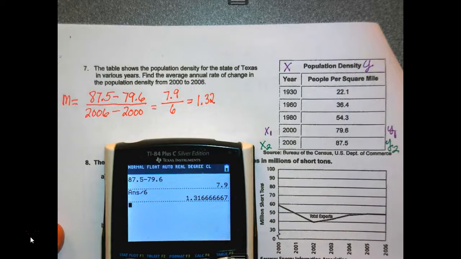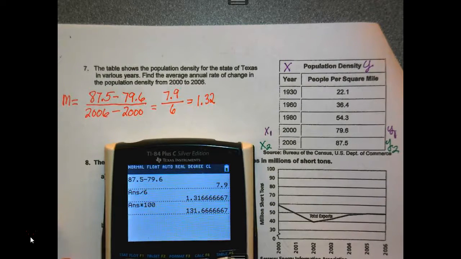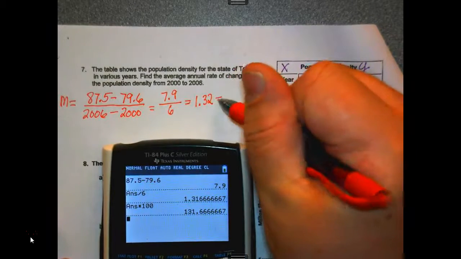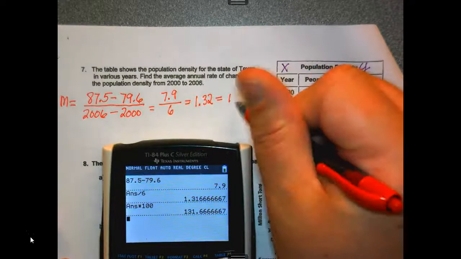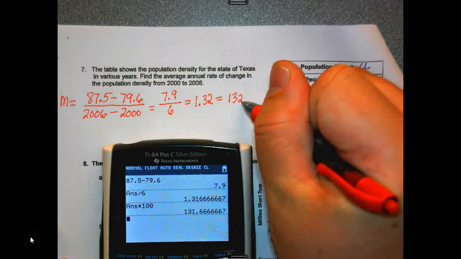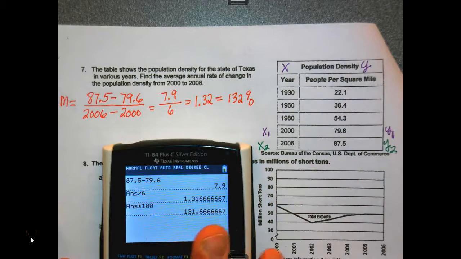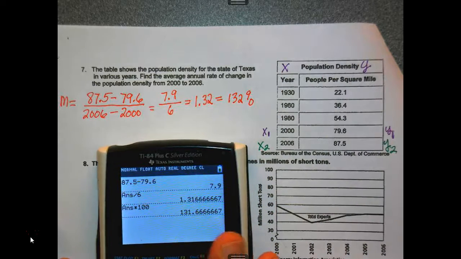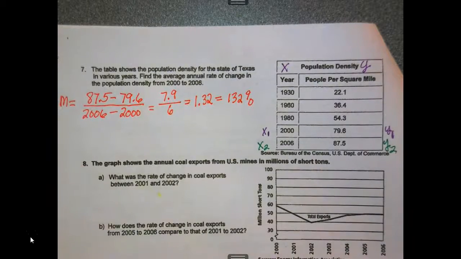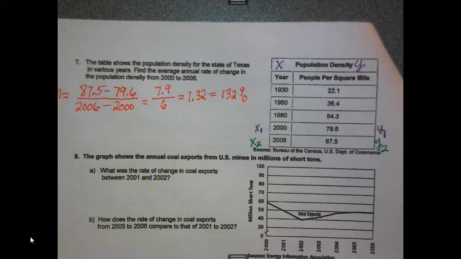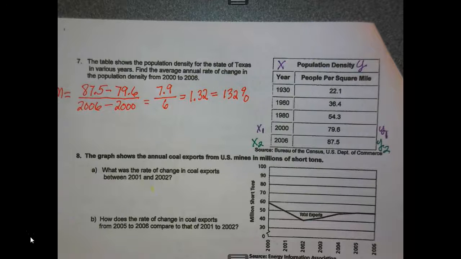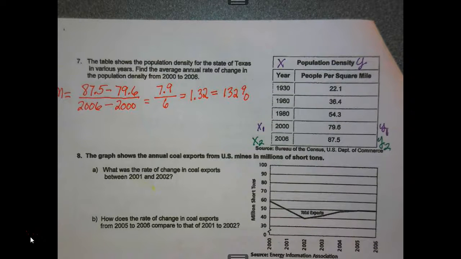And if I multiply that by 100, I get 131 or 132 rounded percent growth. Wow, that's pretty high. And it says find the annual rate of change. Well, that's what we did, 132%.